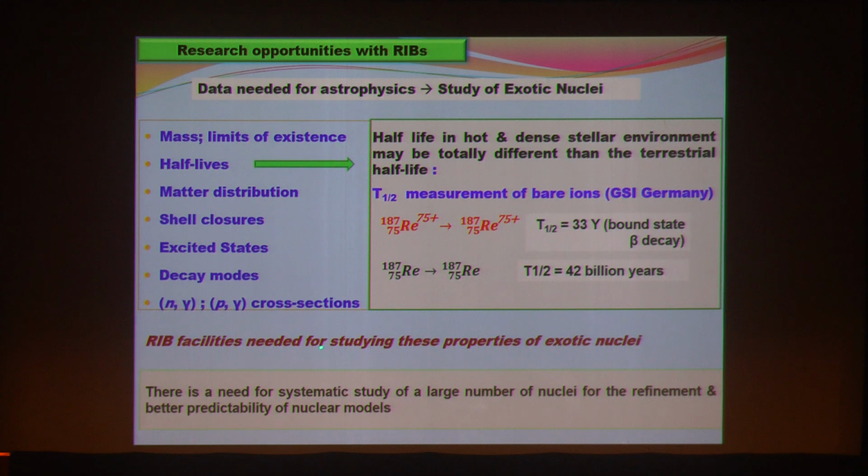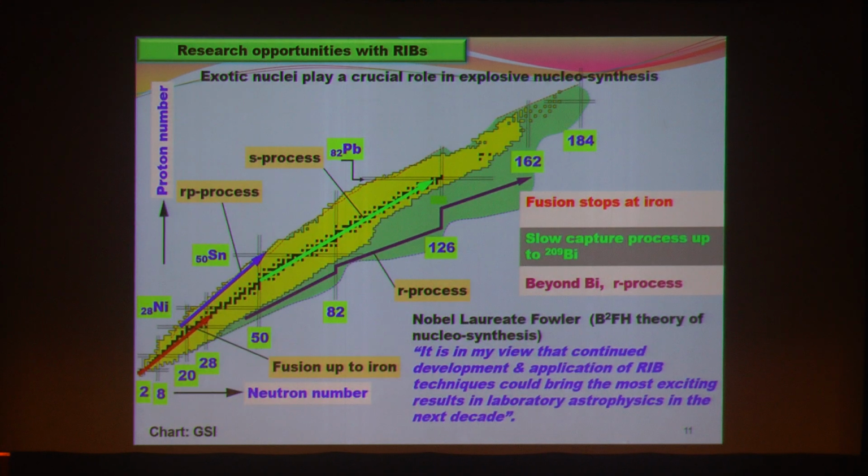So RIB facilities are needed for studying this type of properties also, and there is a need for systematic study of a large number of nuclei for the refinement and better predictability of nuclear models. So each such measurement on any nuclei will provide new data, and that will refine our existing nuclear models. So it is a continuous process.